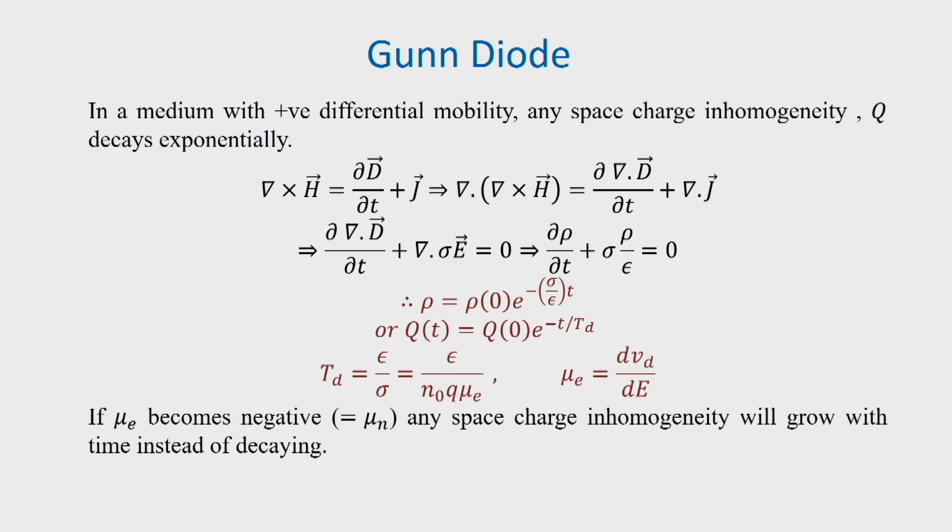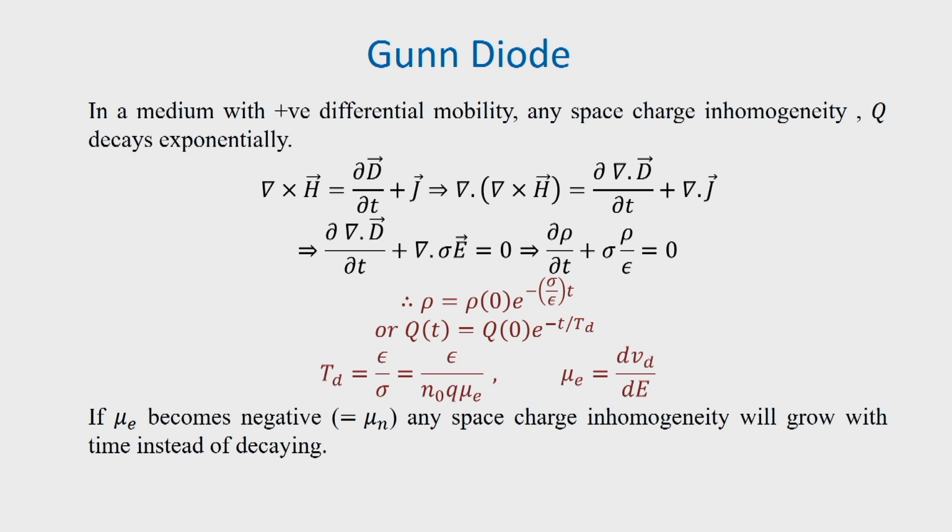Now, we have seen that if mu e becomes negative, equal to mu n, then Td will become negative and Q of t, instead of decaying exponentially with time, will start growing exponentially with time. That is, any space charge inhomogeneity will grow with time instead of decaying.